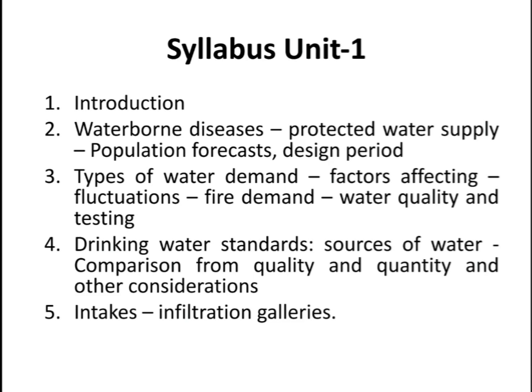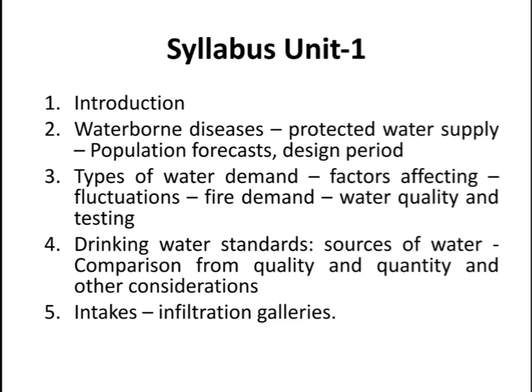After that, because contaminated water is spreading waterborne diseases, we need to have a protected water supply system. For that we need a design of the water supply system. All those things we will study here: population forecast, design period, and the water distribution system. The water distribution system, which we may call a water supply scheme, involves several steps.